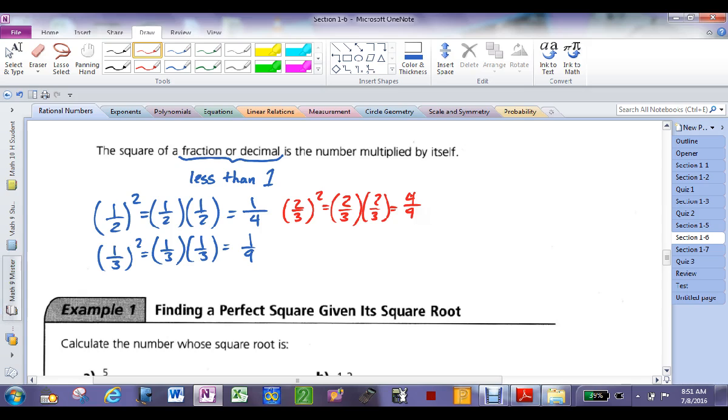Okay. Excellent. What if it's decimals? Same thing. So we'll use 0.5. That's going to be 0.5 times 0.5, isn't it? Well, when we multiply decimals, do we care about the decimal until the end? No. So what's 5 times 5? 25. And I need 1 decimal, 2 decimal. So 1, 2. Got it?